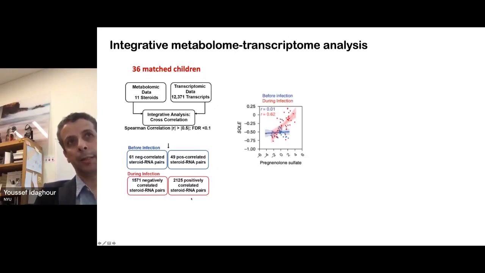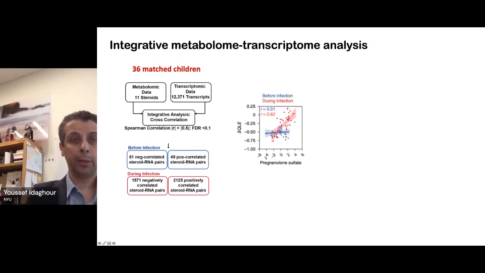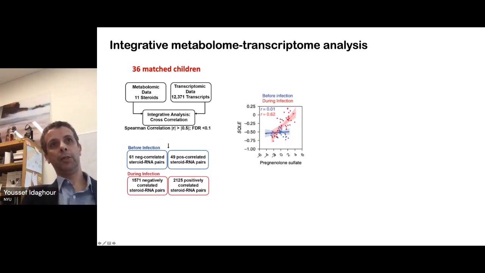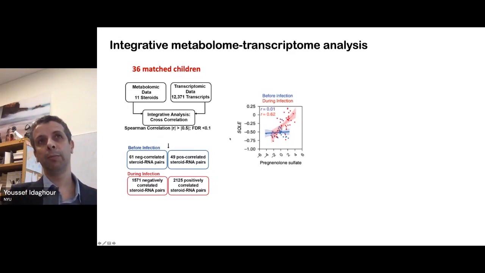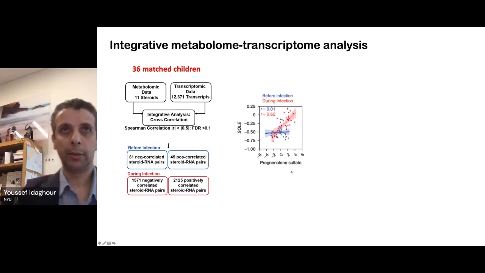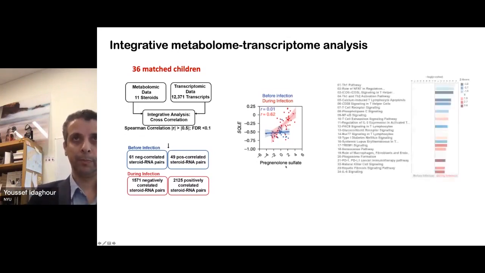To show you, this is an example. This is a gene of interest because it's actually involved in one of the synthesis pathways of this metabolite, this steroid. And that's exactly what I mentioned earlier. We can see that before infection, in blue, we don't see any correlation whatsoever between this gene and this metabolite. But during infection, you see this very strong positive correlation between expression of the gene and the steroid. And again, it makes complete biological sense because this gene is involved in the biosynthesis pathway of this steroid.